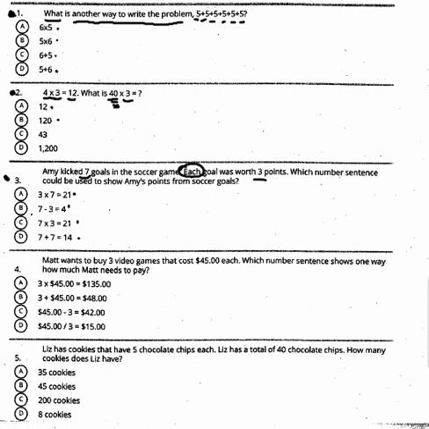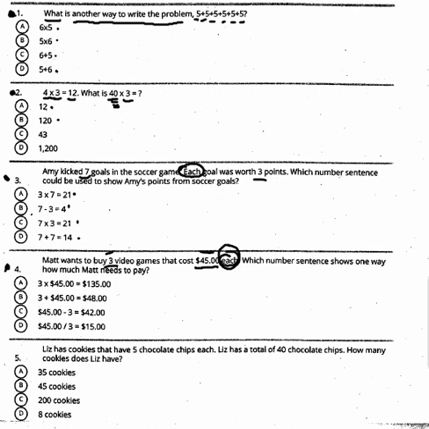Number 4. Matt wants to buy 3 video games that cost $45 each. Which number sentence shows one way how much Matt needs to pay? You can think to yourself, what are some numbers that you see? And what words do you see?